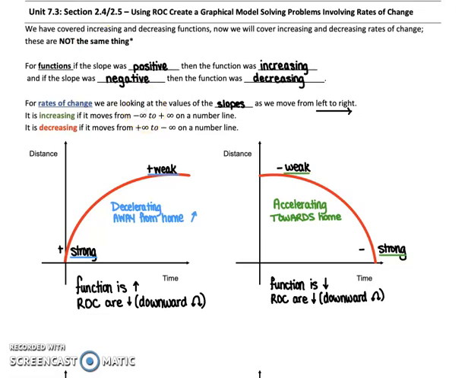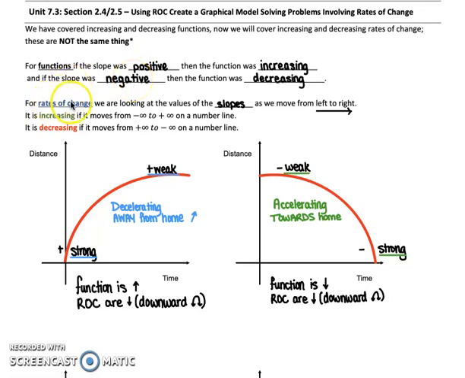Hi everybody, this is lesson 7.3 looking at section 2.4. Before, we covered increasing and decreasing functions, and now we look at increasing and decreasing rates of change, which are not the same thing. For functions, if the slope was positive, the function was increasing. If the slope was negative, then the function was decreasing.